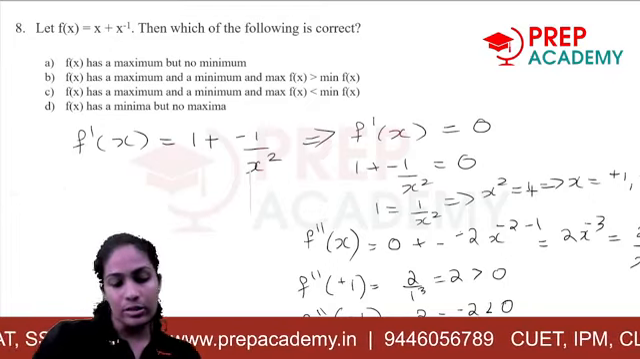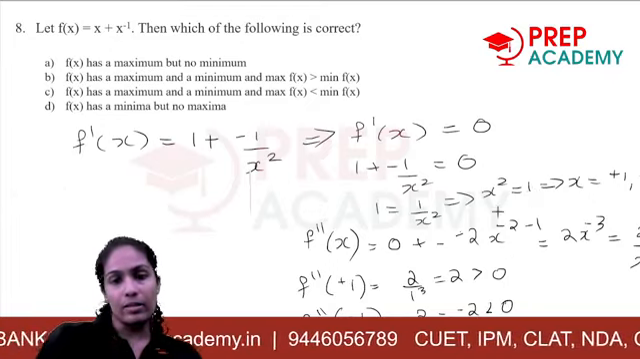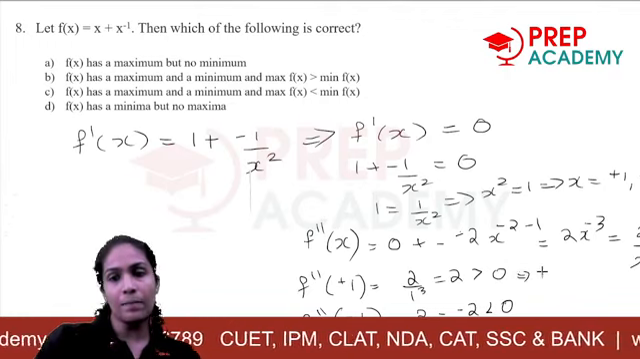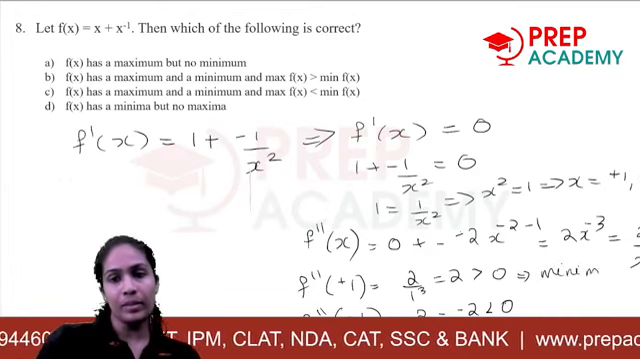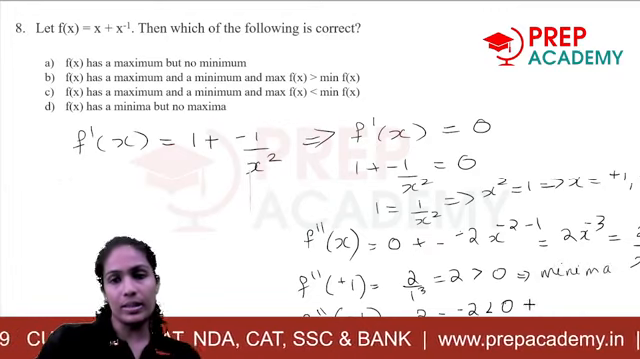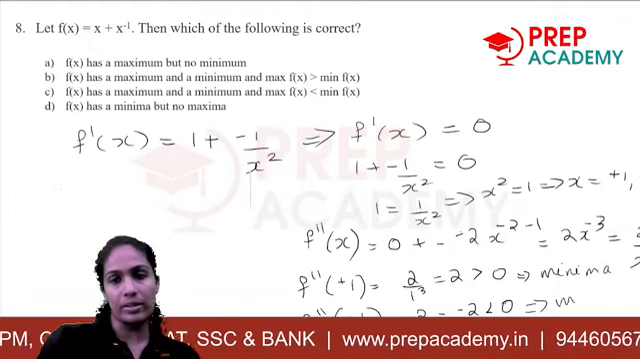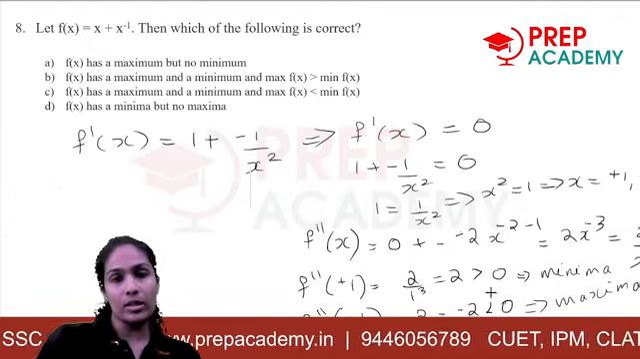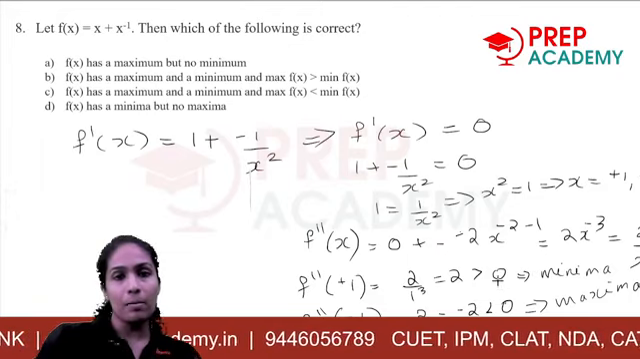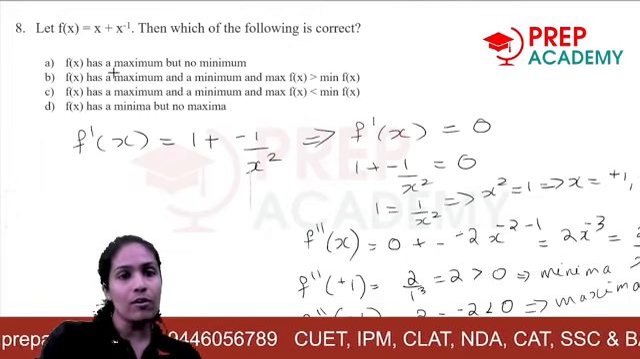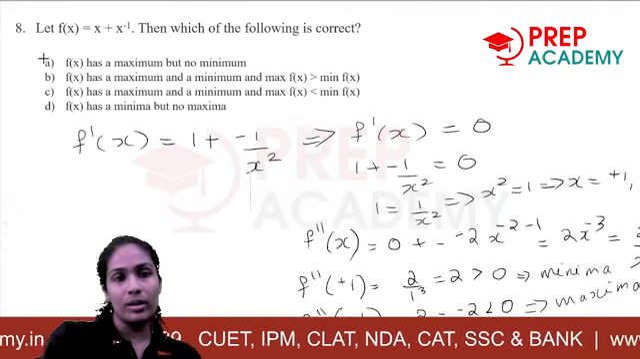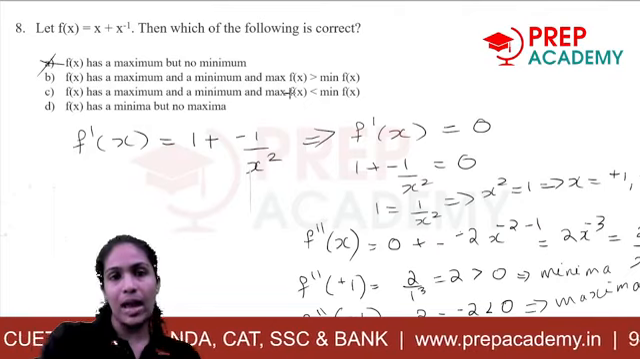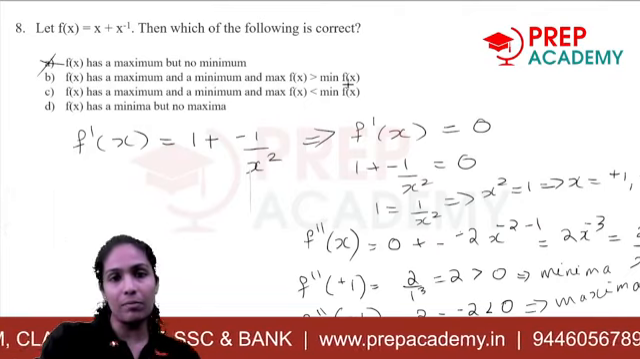So according to the condition of maxima and minima, if the second derivative at a critical point is greater than 0, then the function will have a minima there. And if the second derivative at that point is less than 0, then the function will have a maxima. So here the function has both the minima and maxima. The first option, f of x has a maxima but no minima, is not true. The second option is f of x has a maxima and a minima, and the maximum of f of x is greater than the minimum of f of x.